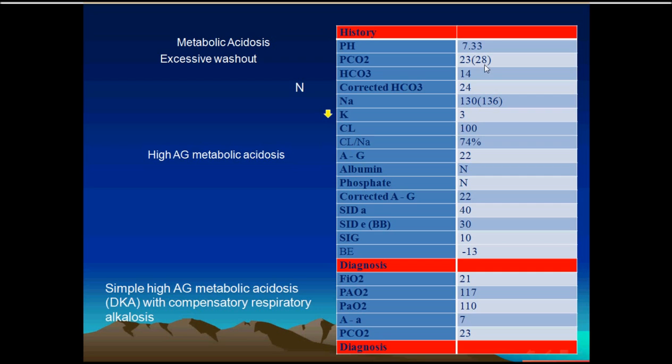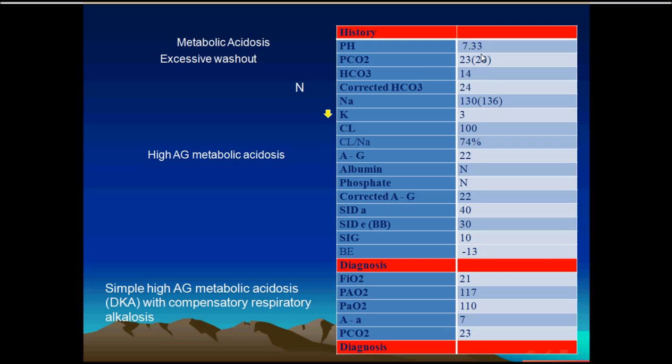The expected carbon dioxide should be 28, because you know that loss of bicarbonate 1 will be associated with washout of 1.2 carbon dioxide. Here 10 will be associated with loss of 12. 40 minus 12 gives you 28. But here the patient made more washout of carbon dioxide. So this washout of carbon dioxide is in response to acidosis.